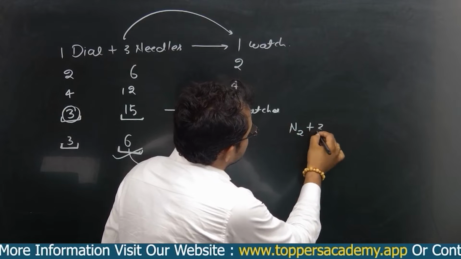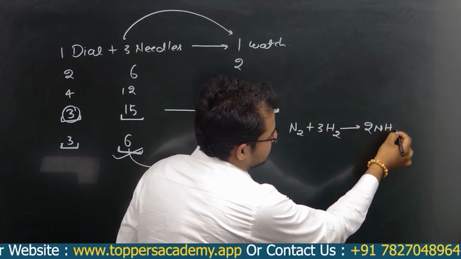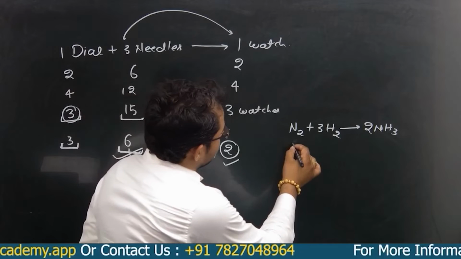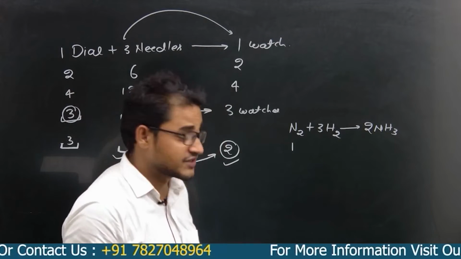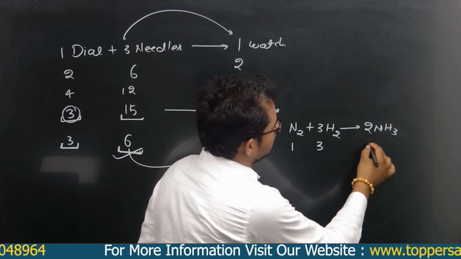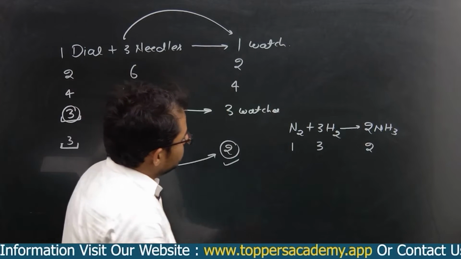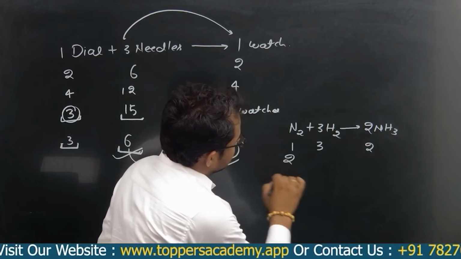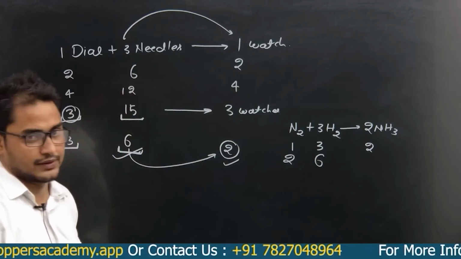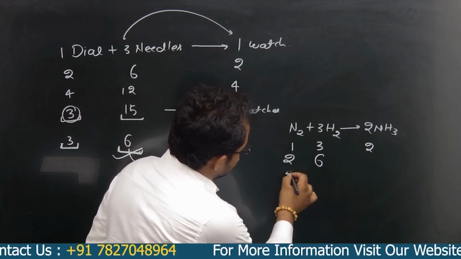Suppose N2 + 3H2 gives 2NH3. Okay, N2 + 3H2 gives 2NH3. So according to this, 1 mole of N2 is reacting with 3 moles of H2 and going to form 2 moles of NH3. So if I take 2 moles of N2, it will react with 6 moles of H2 and will form 4 moles of NH3. Suppose I take 4 moles.